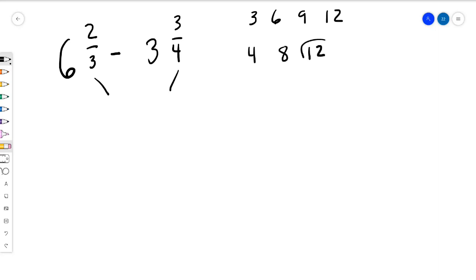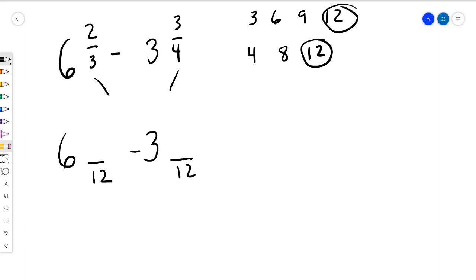It's 12. All right, so my common denominator is 12. Remember, the common denominator is the least common multiple. It's the multiple of 3 and 4, the smallest one that's common to both, and that's 12. So what did I do to get from 3 to 12? I multiplied it by 4, so I have to do that to my numerator, and that's 8. What did I do to get from 4 to 12 here? I multiplied it by 3, so I have to do that to my numerator, and that's 9.